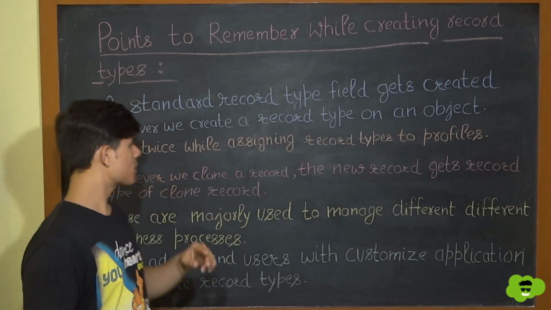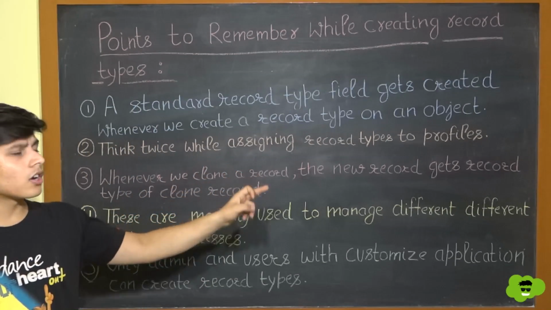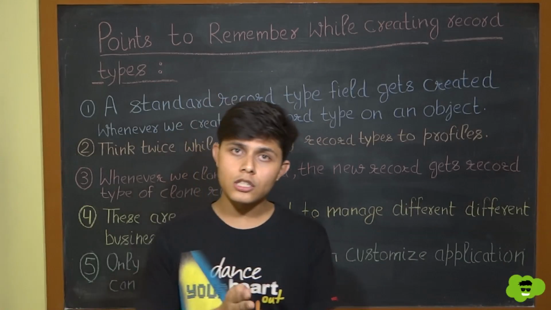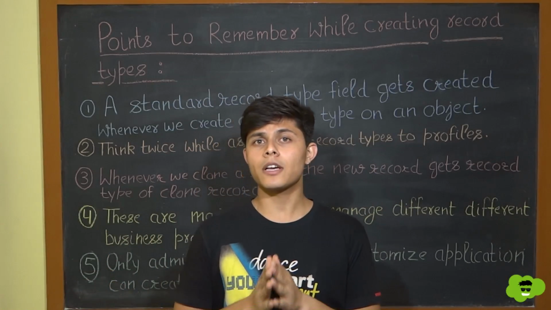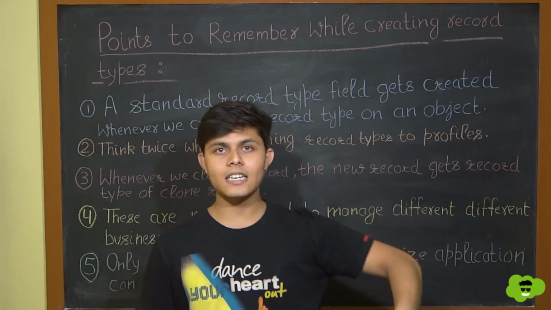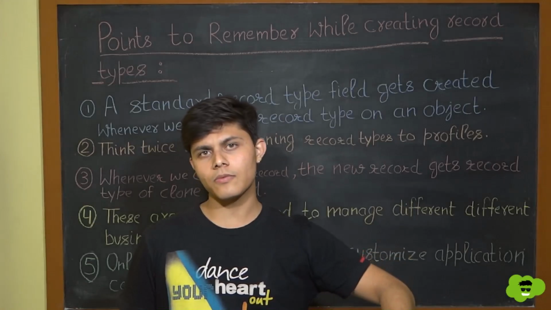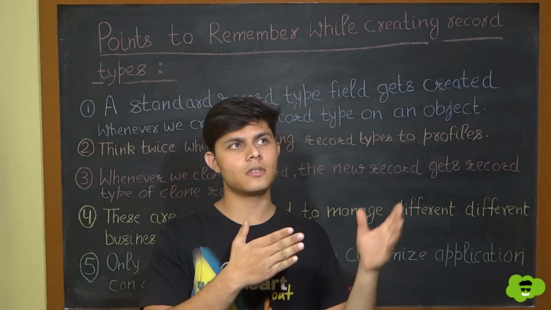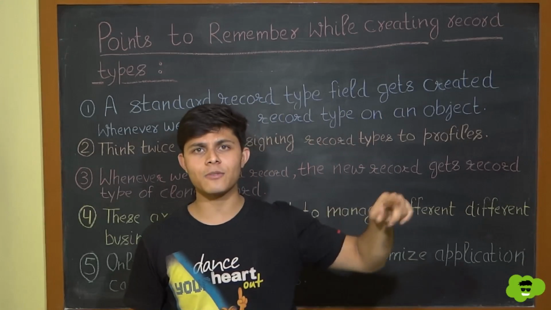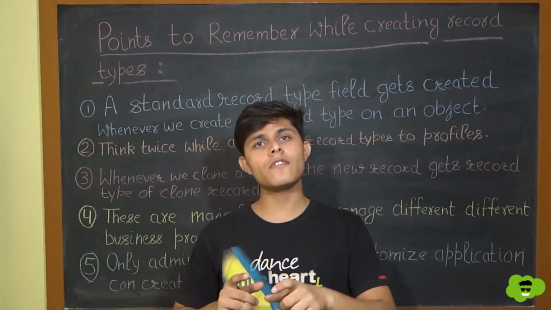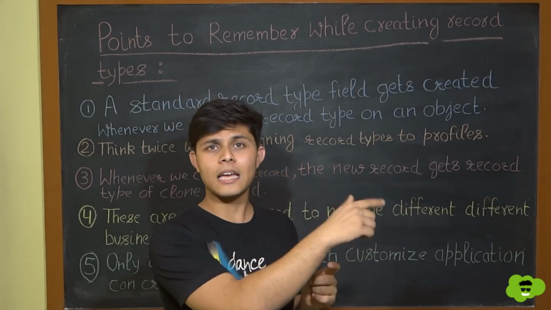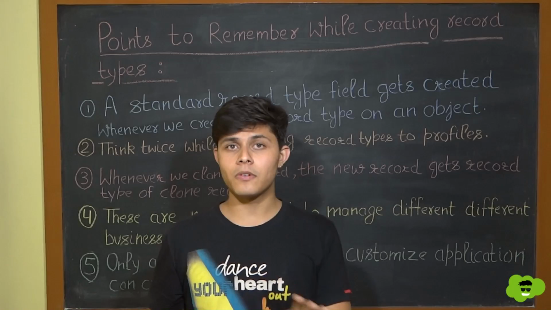Now comes the second point. Think twice while assigning record types to profiles. You need to think twice before assigning the page layouts and also the record types to the profiles. While you are creating a record type, you can edit the assignment of the record type to all the profiles on a single page. You just have a checkbox over there. But once you have created that record type, and after that you want to edit those assignments, it will not be visible.